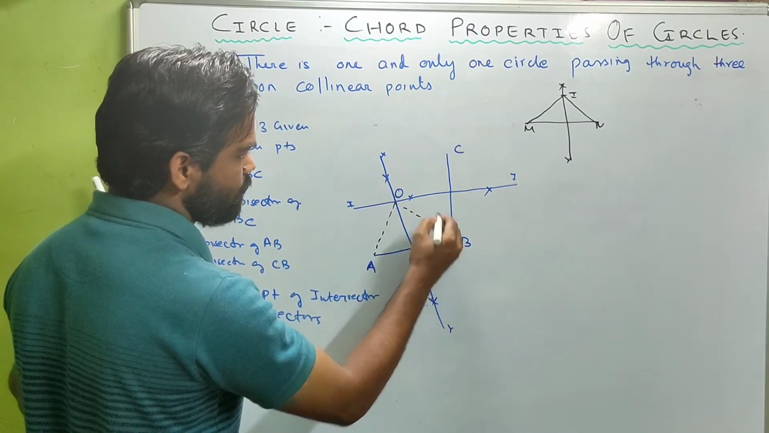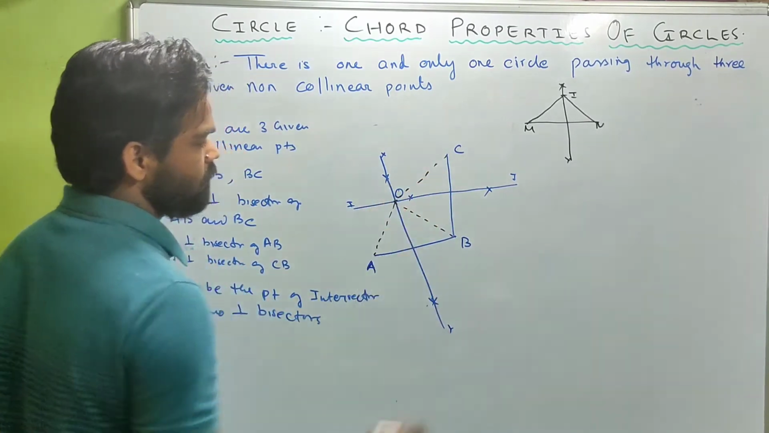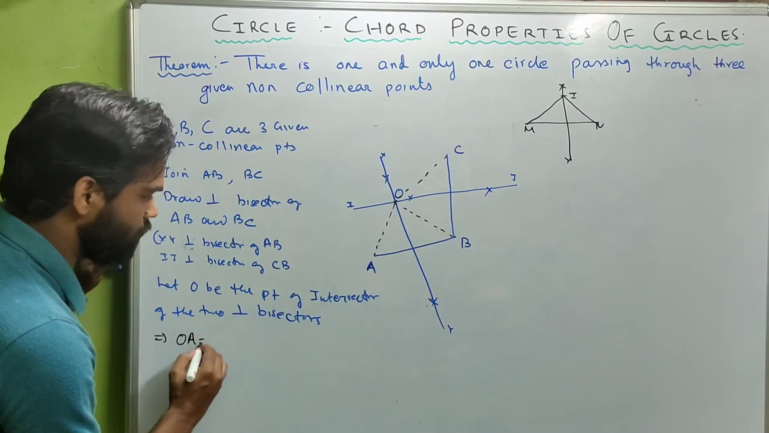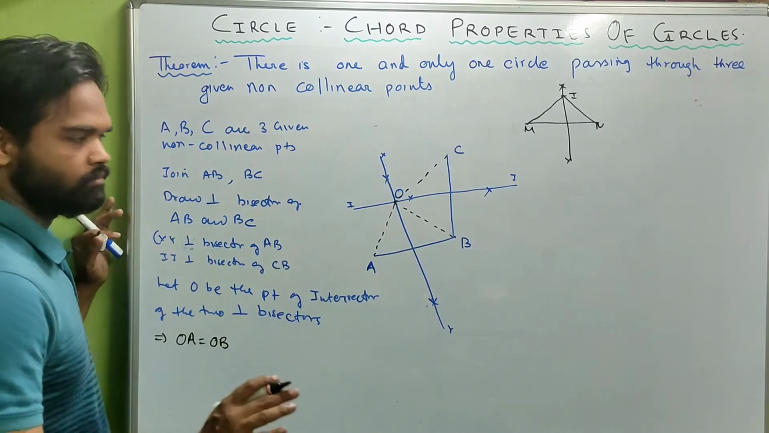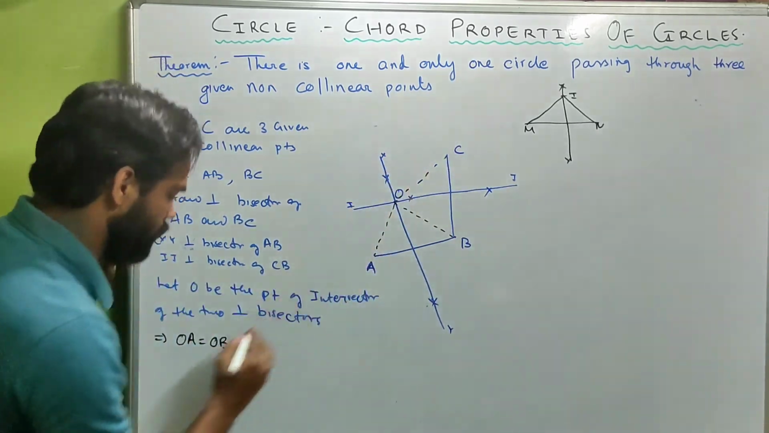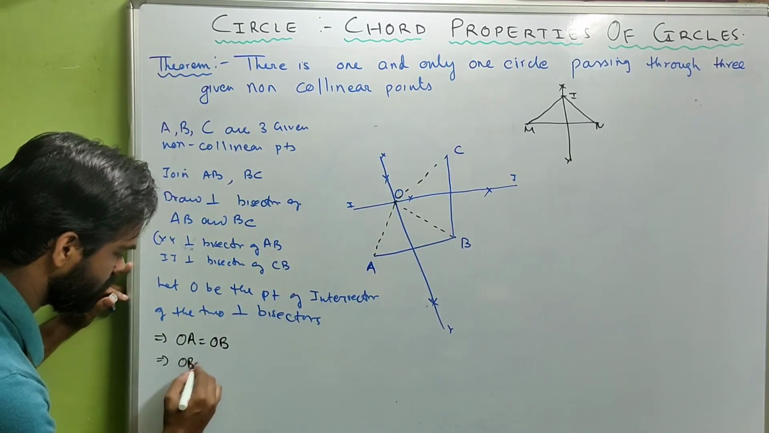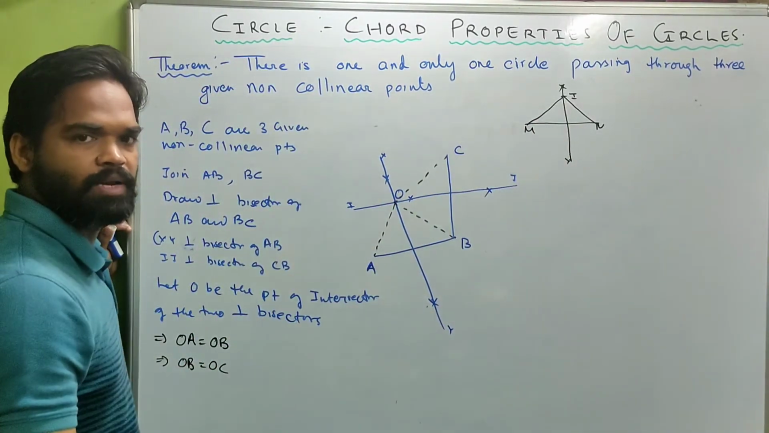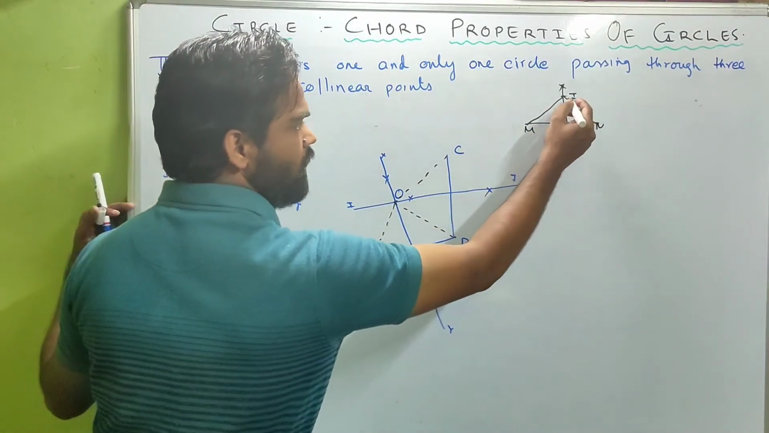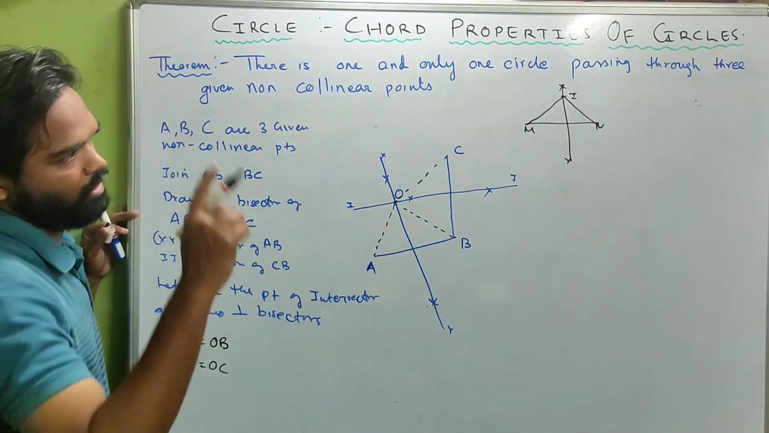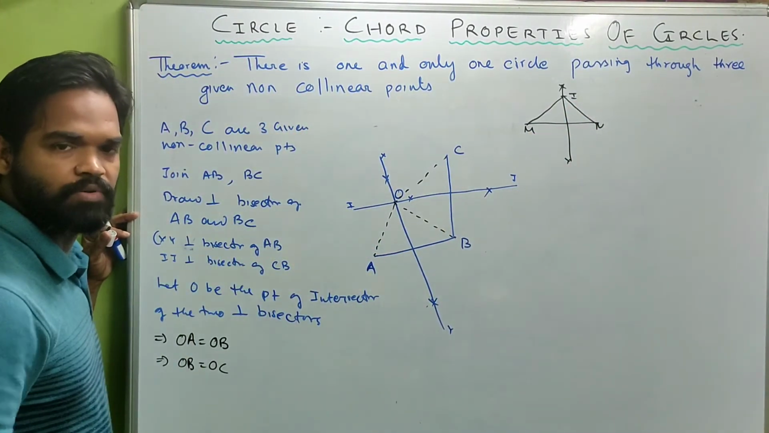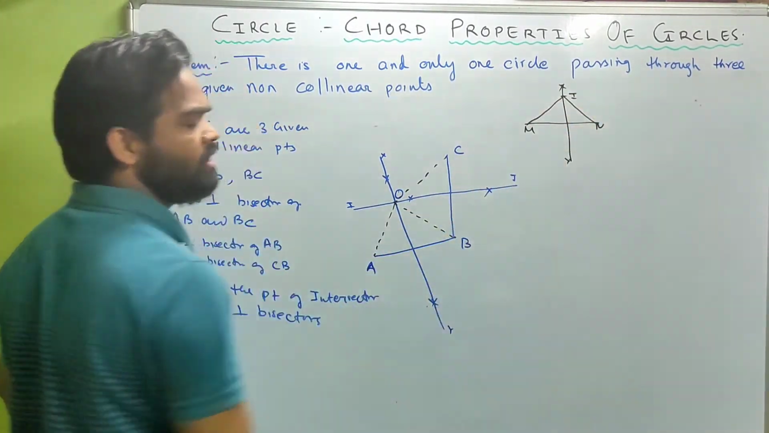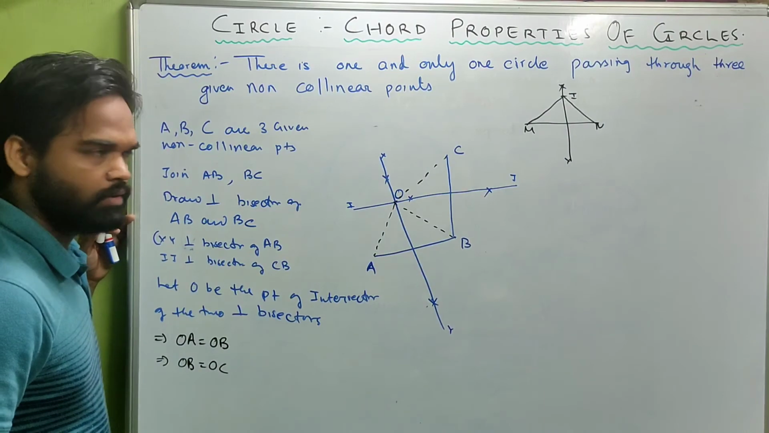just look carefully, OA will be equal to OB and OB is equal to OC. I just told you, if you take a line segment MN and draw the perpendicular bisector, then any point on that perpendicular bisector will be equidistant from M and N, which means IM and IN will be the same. That's one of the theorems.